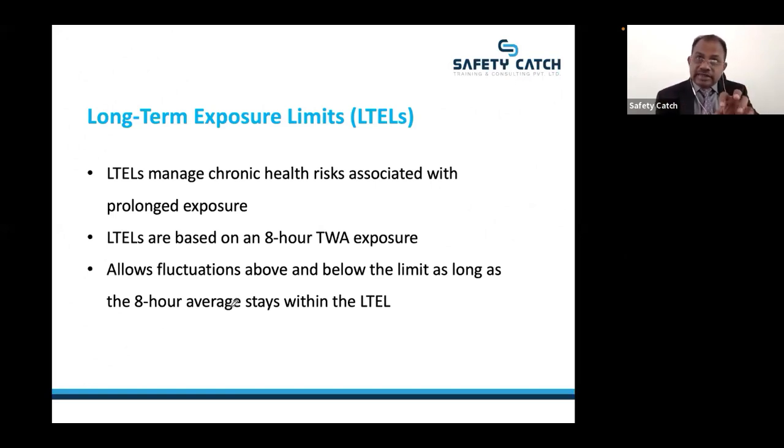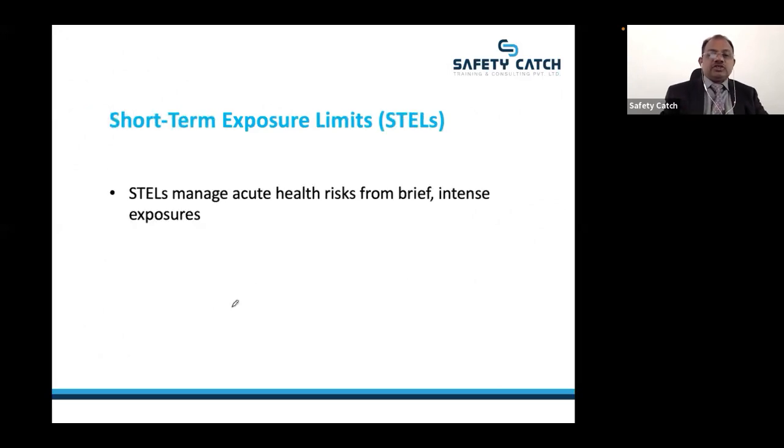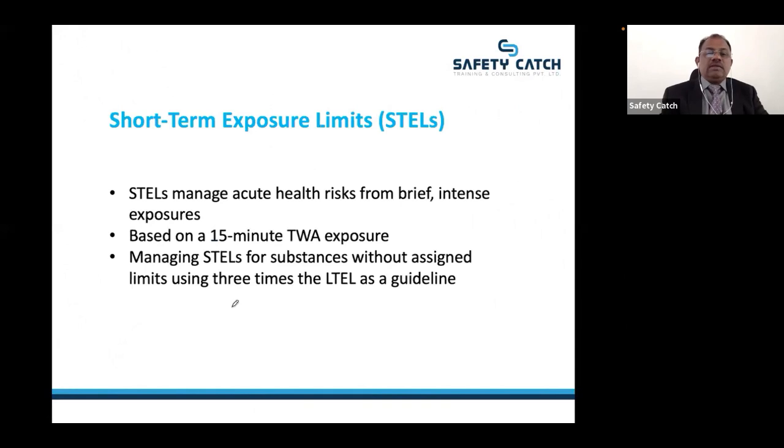But if you think that this gas will have an acute effect also, that is why they set the STEL and LTEL. So anytime the STEL is exceeded, the alarm will ring because that is very dangerous. We will be seeing all this now. STEL is for acute health risk from a brief exposure, based on a 15-minute time-weighted average. Managing STEL for substances without assigned limits uses 3 times the LTEL, we have studied that.